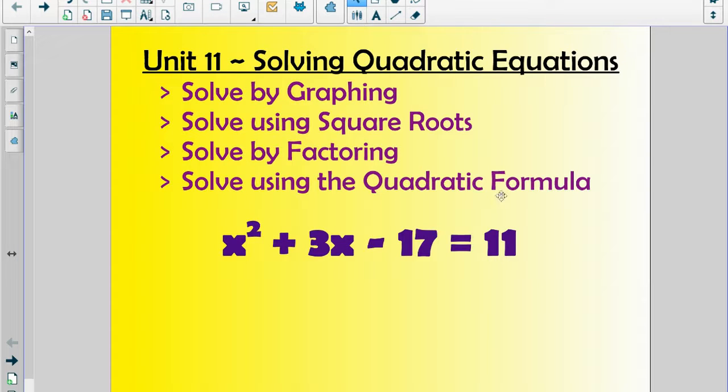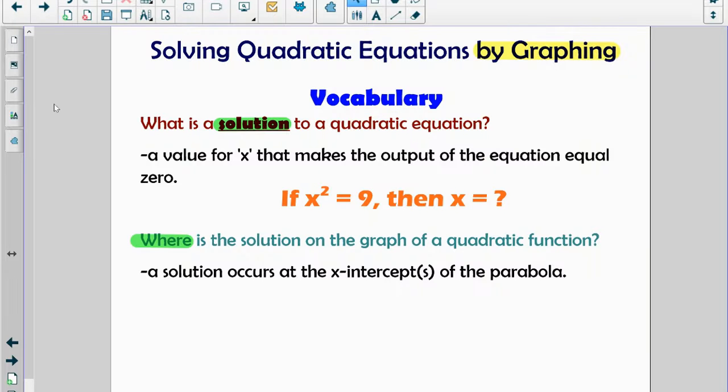And then also there's this thing called the quadratic formula. It's actually a pretty complex formula, but it will solve any quadratic equation that there is. It's pretty cool. So we can always solve by graphing if we have the technology. We can always use the quadratic formula as a way of solving any quadratic equation. And the solve using square roots and factoring methods only work at certain times. So we'll talk about that more in future lessons. So let's talk about solving quadratic equations by graphing today.